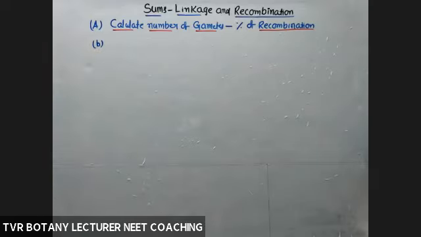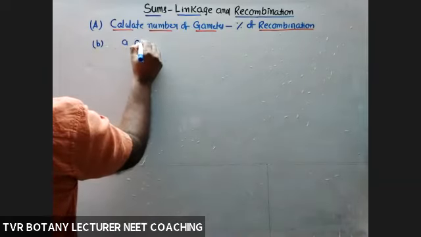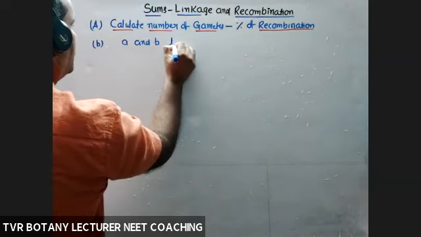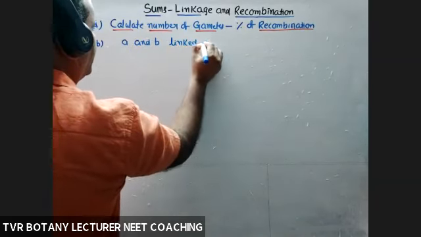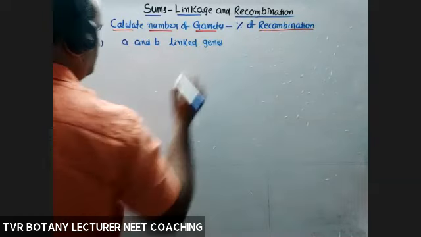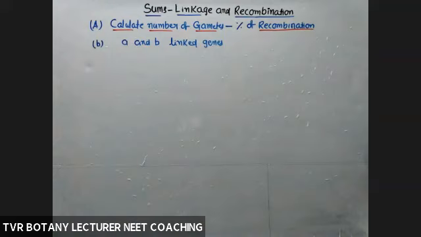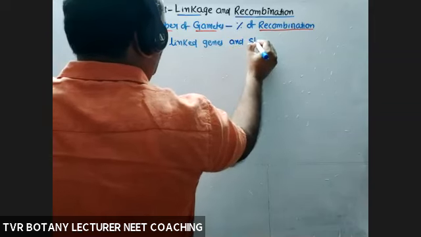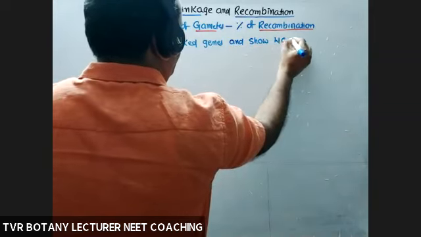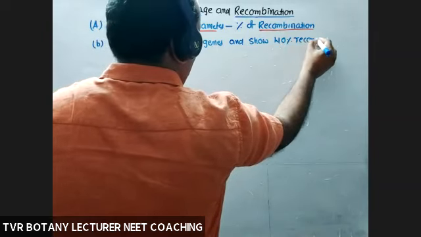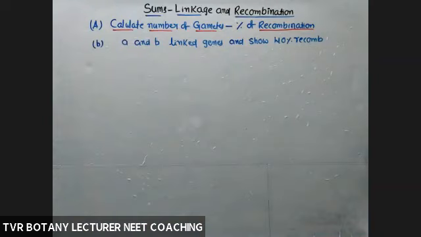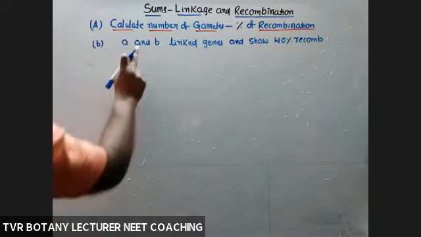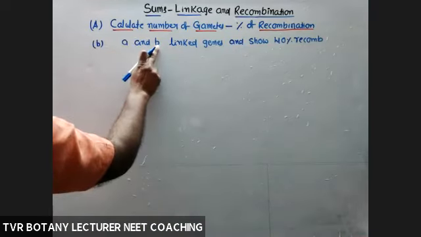Second sum. Assume that A and B are linked genes and show 40% recombination. Recombination frequency between A and B is 40%.